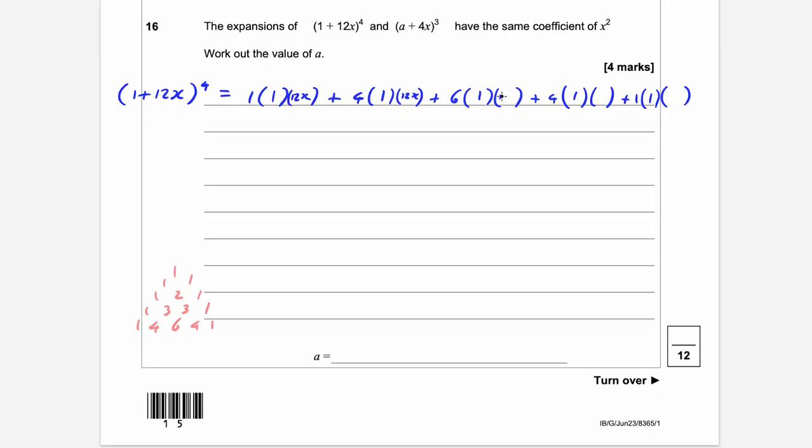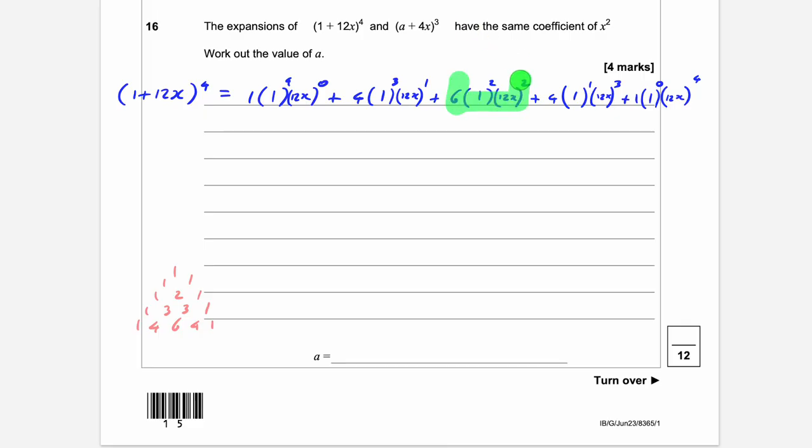12x, 12x, 12x, 12x. This power is 4, 3, 2. Hang on, what am I doing? 4, 3, 2, 1, 0, and 0, 1, 2, 3, 4. Okay, let's leave it there for a second. It's the coefficient of x squared. So the term we're looking for is this one.